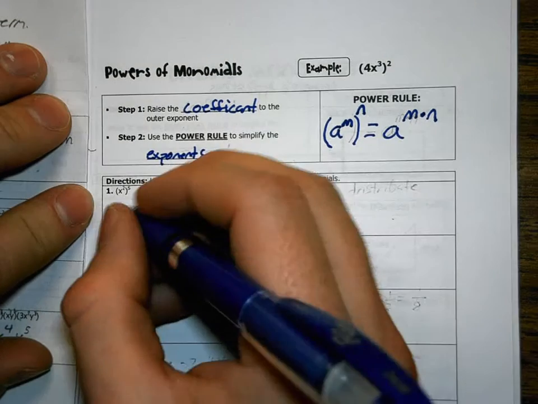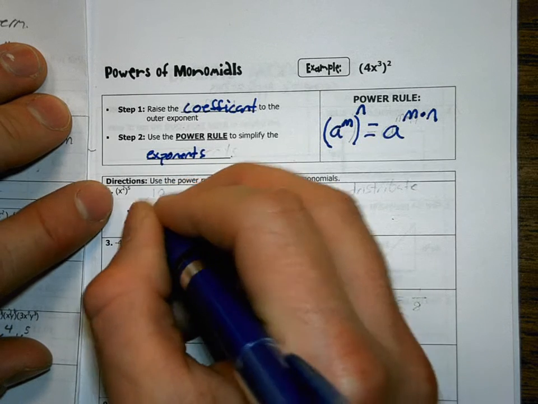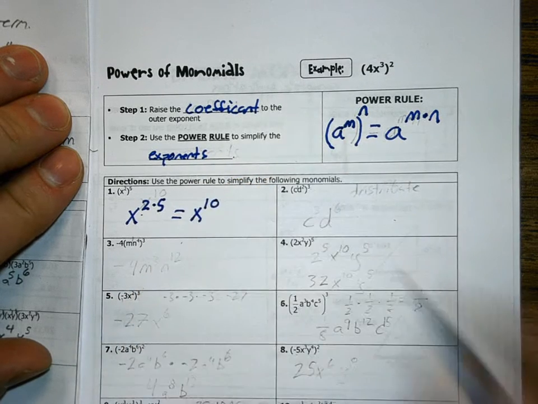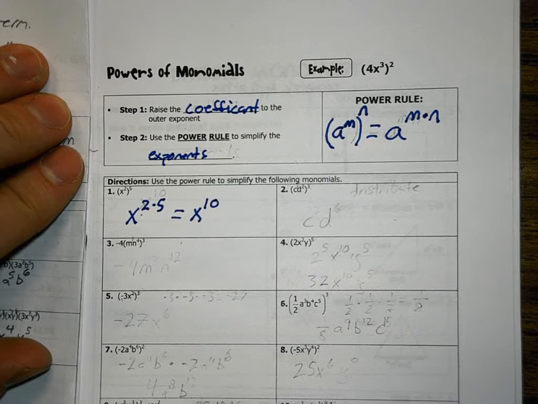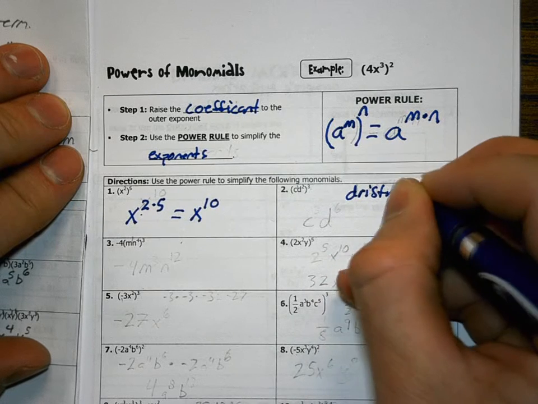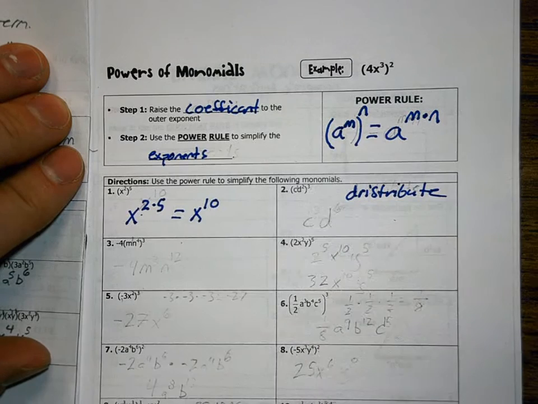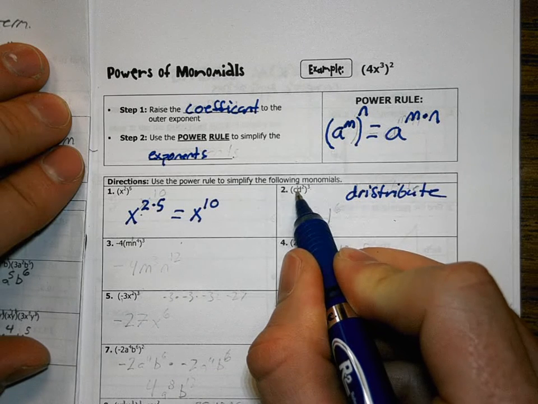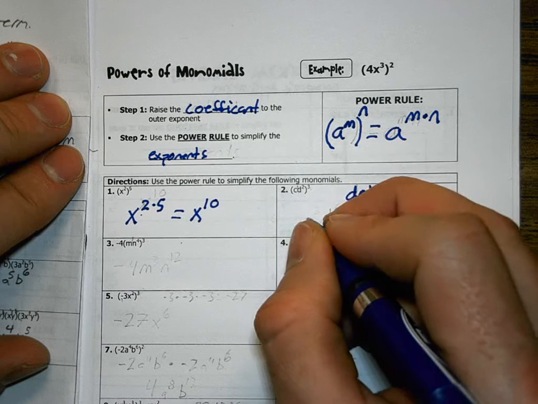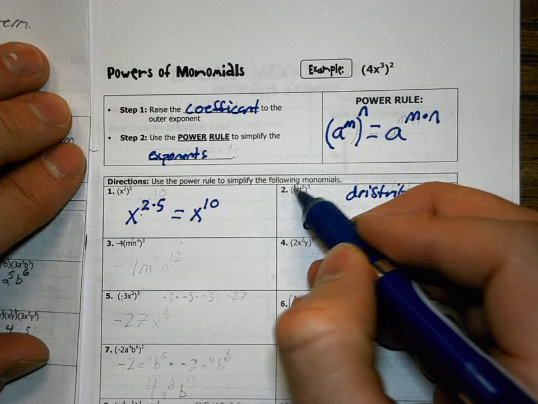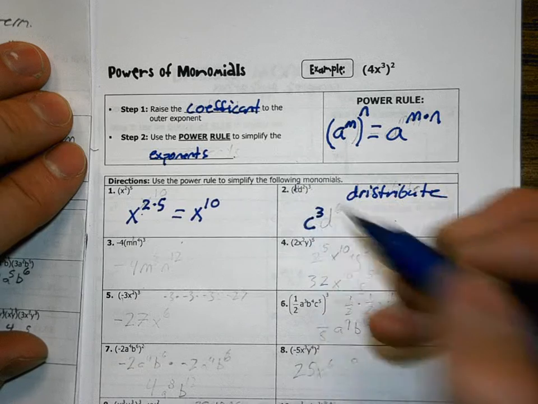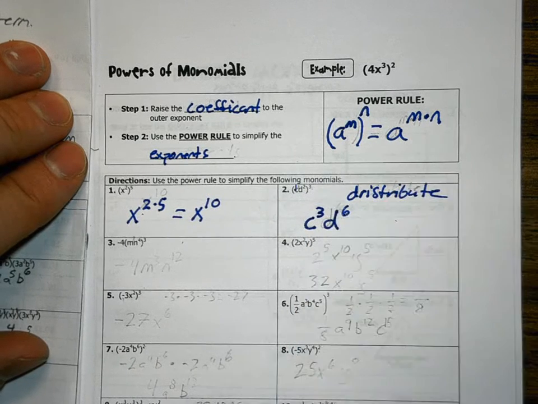So in the first example, I have x to the 2 times 5. I multiply the powers. That's x to the 10th. Okay, here I must distribute. I distribute that 3. What power is the c to? No. 1. C is to the first power. 1 times 3 is 3. D is to the second. 2 times 3 is 6.